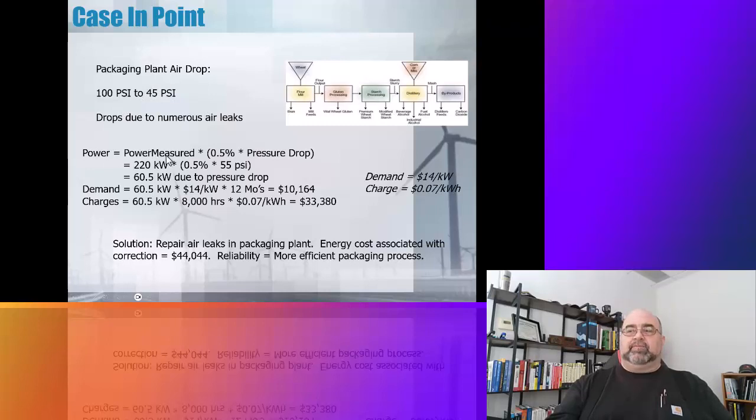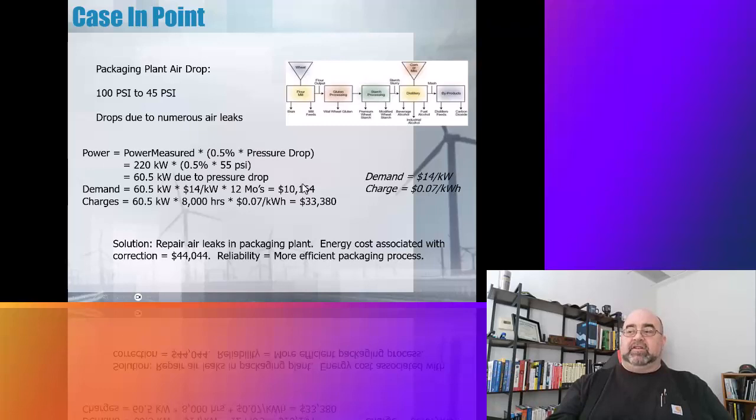So we take the power measured, which was 220 kilowatts, times 0.5%, 0.005 basically, times the pressure drop, which would have been 55 psi. And that gives us 60.5 of that 220 kilowatts due to the pressure drop. Now this, by the way, we had 2 electric compressors feeding just this system. Both were loaded to 123%. So dropping it would have dropped them down to just under 100%, which would have had those machines operating at their best point, meaning their highest point of efficiency.